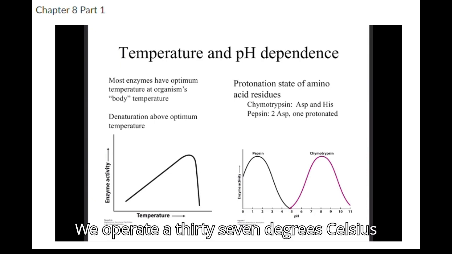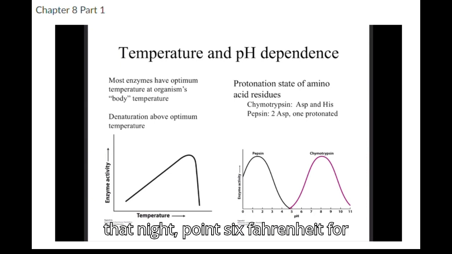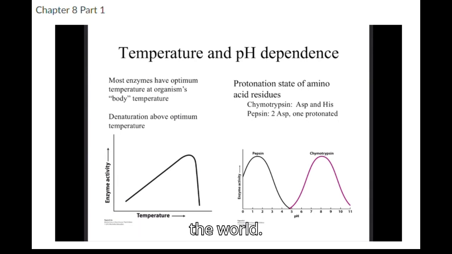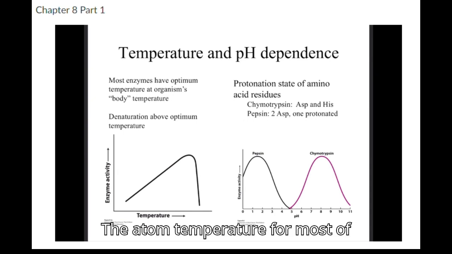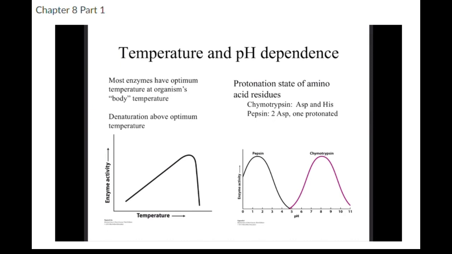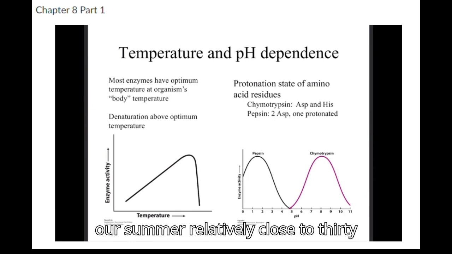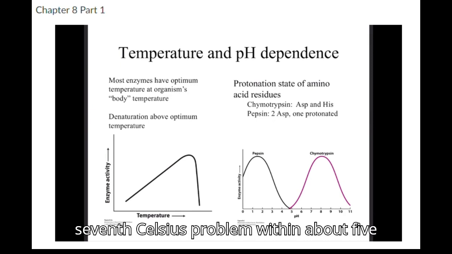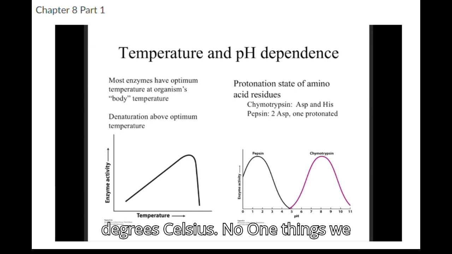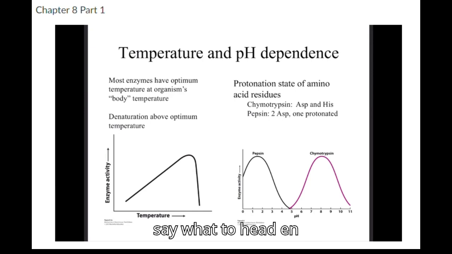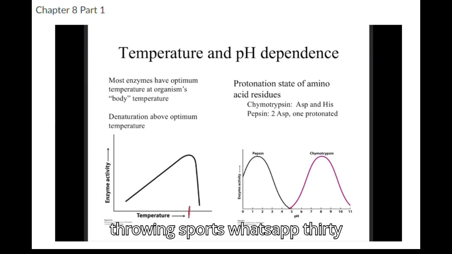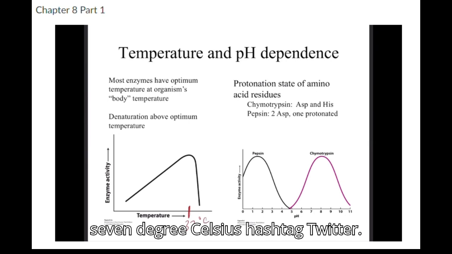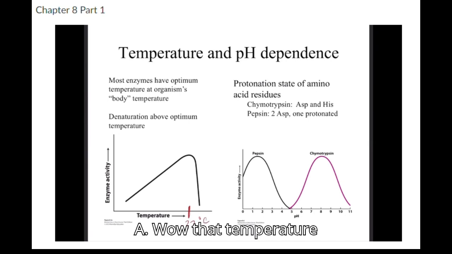We operate at 37 degrees Celsius. That's 98.6 Fahrenheit for the non-advanced world. 37 degrees Celsius is the optimum temperature for most of our enzymes, or somewhere relatively close to 37 degrees Celsius, probably within about 5 degrees Celsius. Now, let's go ahead and throw on this plot here. Let's put 37 degrees Celsius as that point right there.